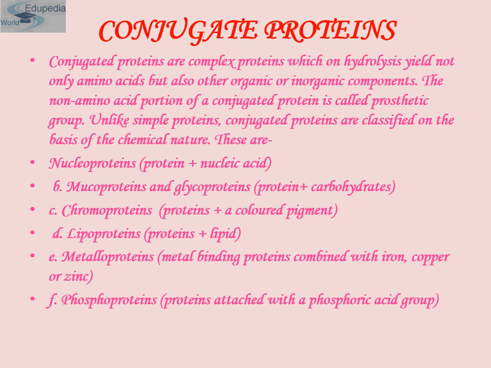Unlike simple proteins, conjugated proteins are classified on the basis of chemical nature. These are nucleoproteins, where nucleo means nucleic acid, so protein plus nucleic acid. Mucoprotein or glycoprotein, where glyco means carbohydrate, so carbohydrate plus protein. Chromoproteins, where chromo means colored pigment, and lipoproteins, where lipo means lipid, so lipid plus protein. Metalloproteins, where a metal such as iron, copper or zinc is bound to protein. And then phosphoproteins, where the proteins are attached with the phosphoric acid group.